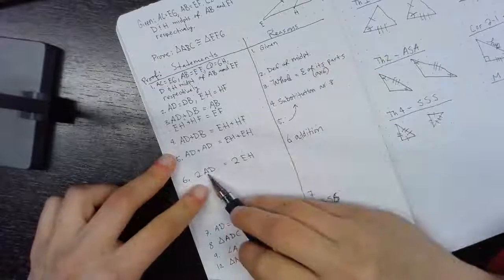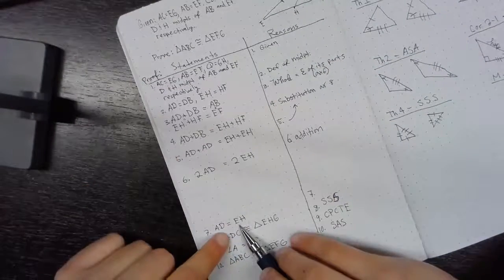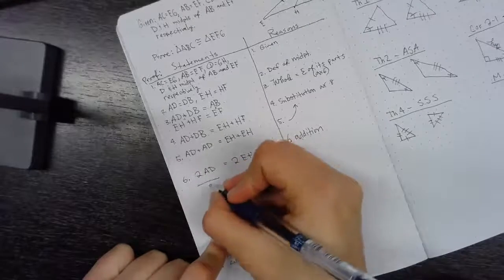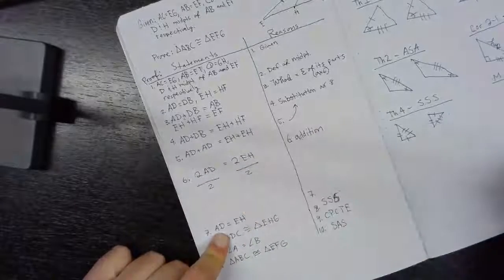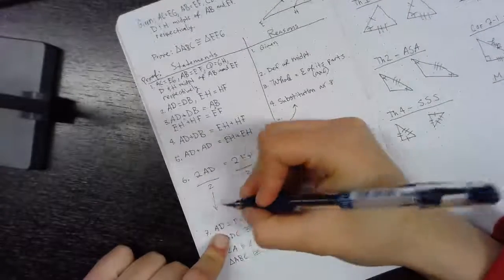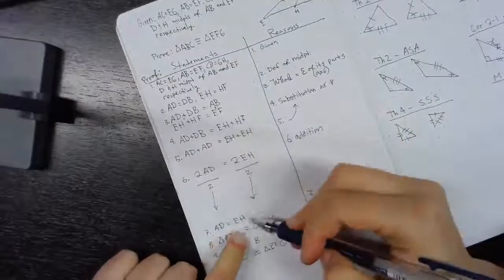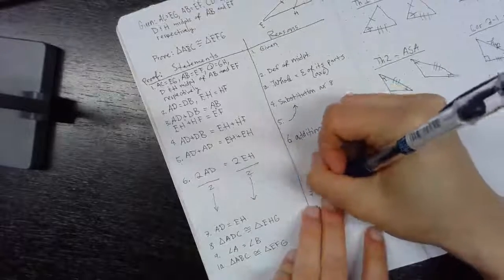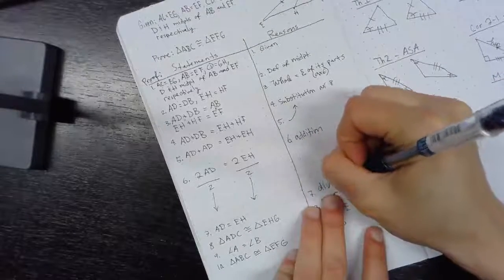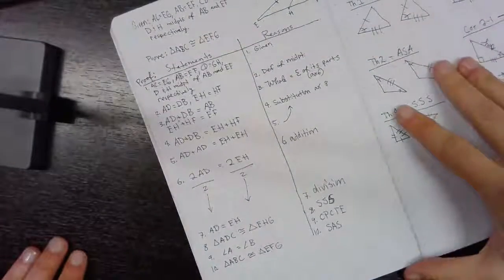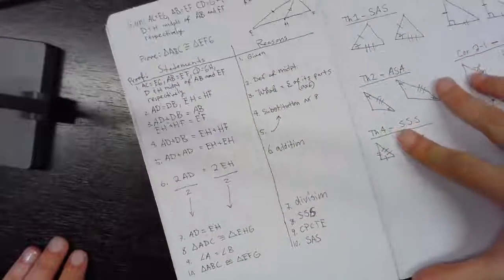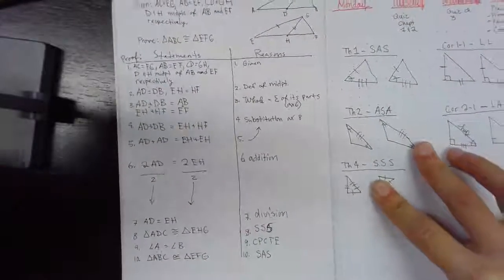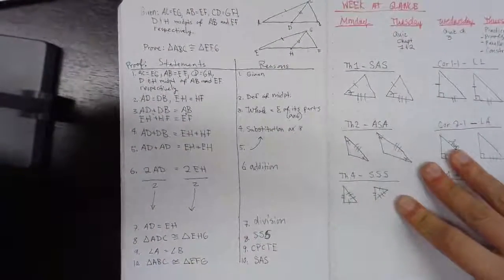If we have 2 ADs equal to 2 EHs, can I get this really, really easily? Watch. Just divide by 2. And then you have AD is equal to EH. So step 7, we know now this is division. And there we have it. We have proved, going from both sides, that those two triangles are equal. Give you a good picture overview.